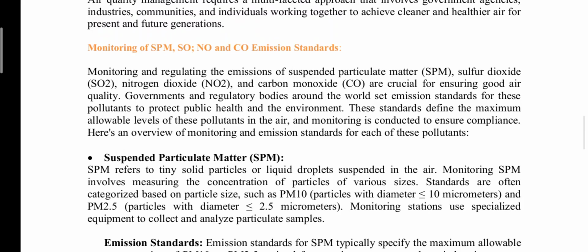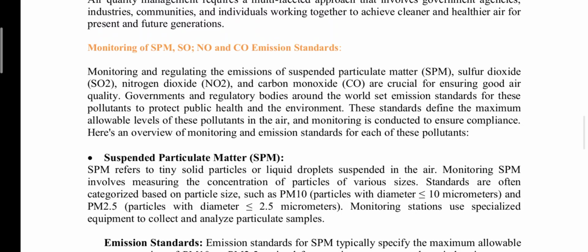Monitoring involves sampling, analysis, and regulation of different pollutants. In our fifth unit, suspended particulate matter, SO, NO, and CO emission standards are covered.